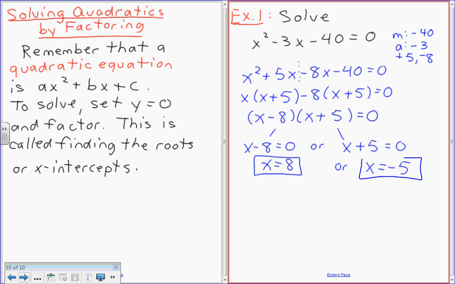Okay, and if I was graphing this, which I'm not, my points would be 8, 0 and negative 5, 0. We'll be graphing that in the next unit for sure. Those are roots, or zeros, or x-intercepts, or solutions, or a whole bunch of different names.